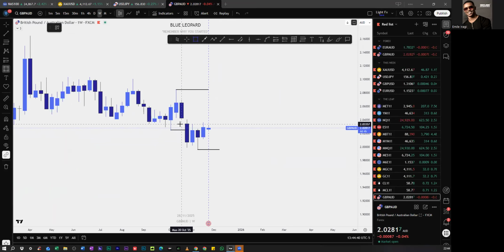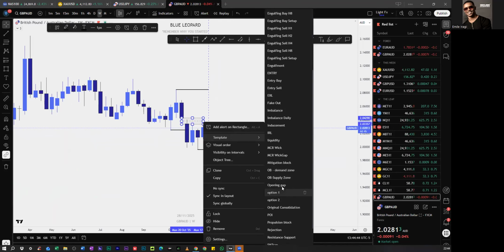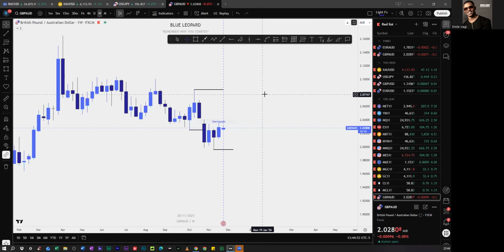You have a gap here. This opening gap, let me show you this. This opening gap here is actually a magnet. It's gonna pull price up. I don't know until when, but it will still pull price until we find a reversal point.